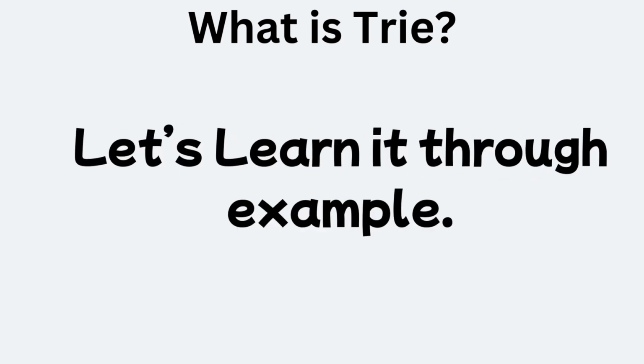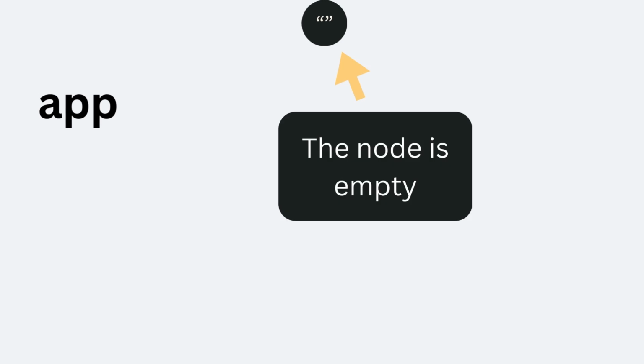Hello friends, today we are going to learn what is a trie. Let's learn it through an example: app and apple. So initially there is a root node which is an empty string.